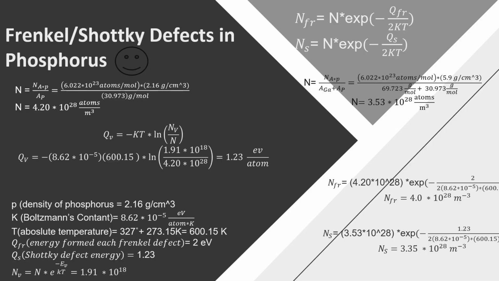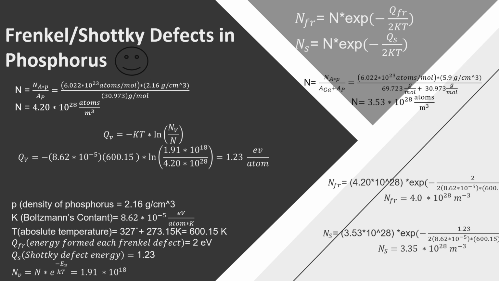To find the number of Frenkel and Schottky defects in phosphorus, we will need to find the number of atoms in phosphorus. We will do this by calculating Avogadro's number and multiplying phosphorus density, which is 2.16 grams per centimeter cubed. Dividing by the atomic weight of phosphorus, around 30.973 grams per mole, gives us 4.20 times 10 to the 28 atoms per meter cubed.